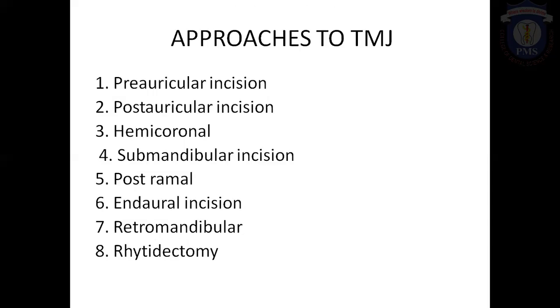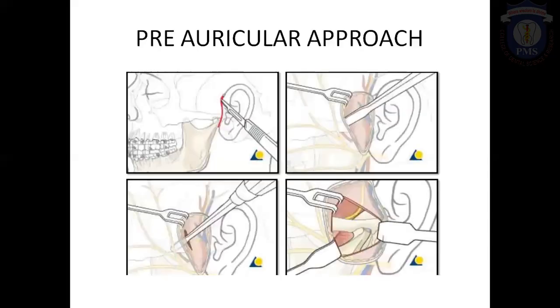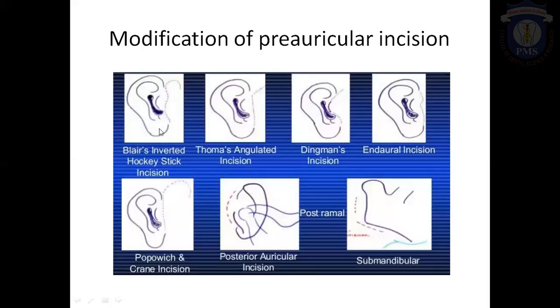Approaches to the temporomandibular joint. One is pre-auricular incision, next is post-auricular incision, then hemicoronal incision, submandibular incision, post-ramal incision, endaural incision, retromandibular incision, and rhytidectomy. This is the pre-auricular incision, that is in front of the auricle. This is a modification of pre-auricular incision, that is the Blair inverted hockey stick incision. This is Thoma's angulated incision. This is Dingman incision. This is endaural incision.